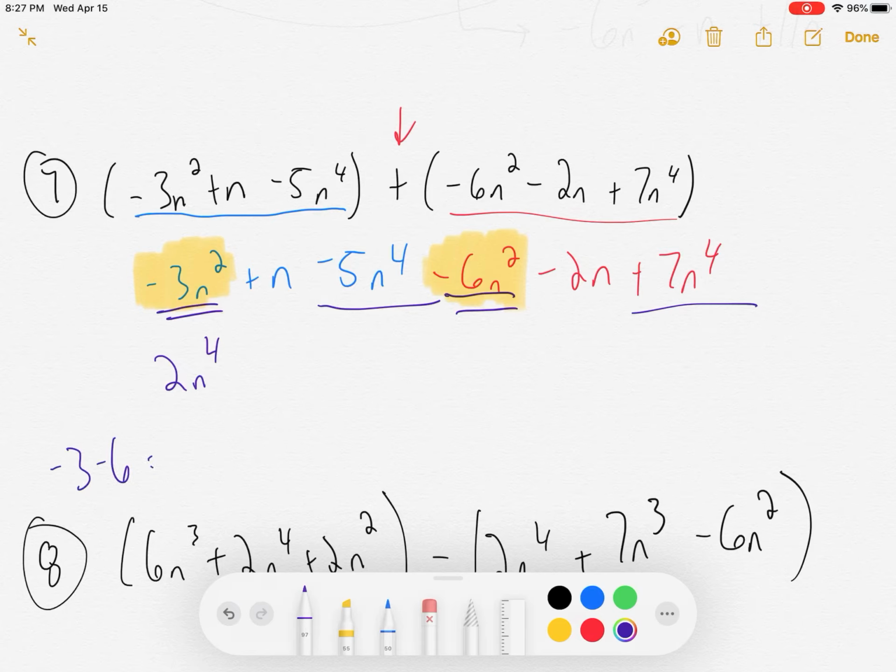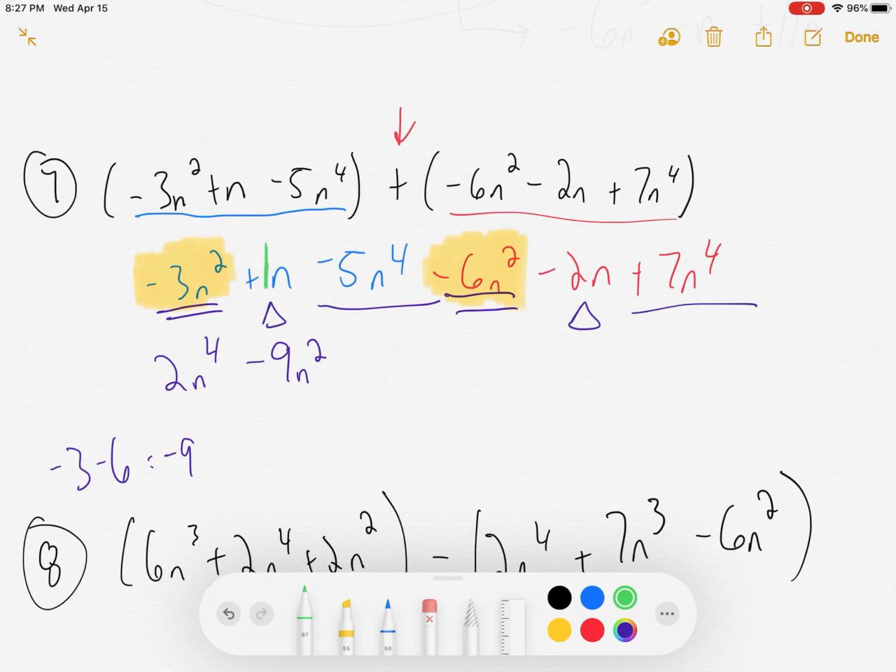So now it's just like you would type it into a calculator. Negative 3 minus 6, you should get negative 9. So I'll write negative 9, but again, I'll just tack that n squared on the end. Now, last but not least, I should have an n minus 2n. So it's positive n minus 2n.